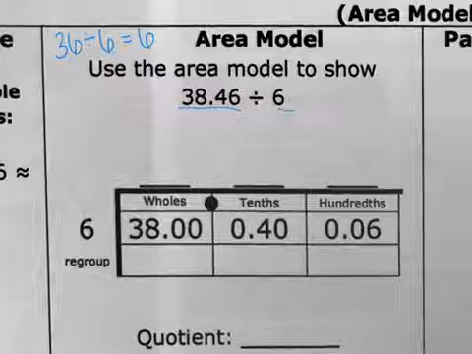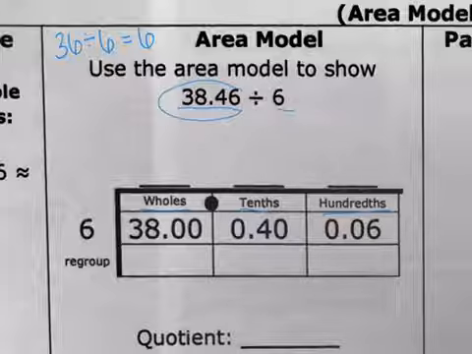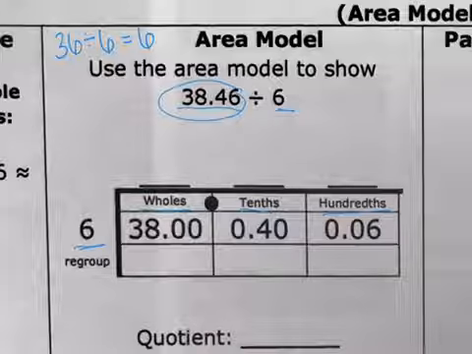When I use the area model to divide, I want to decompose my number into expanded form. So I'm going to split it up into wholes, tenths, and hundredths. I'm decomposing my dividend. My divisor is staying the same since I'm dividing right here. So I'm going to start with my wholes, my ones place, and I'm going to think to myself, okay, how many times does 6 go into 38?